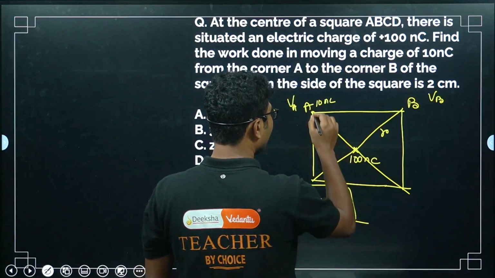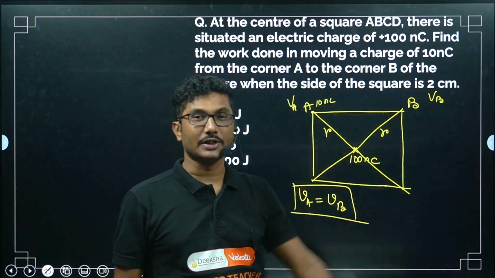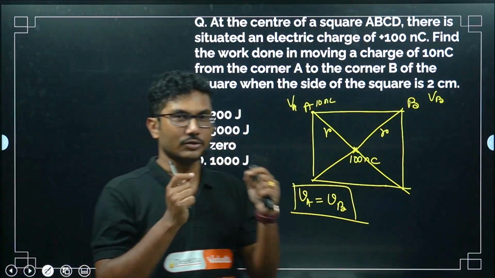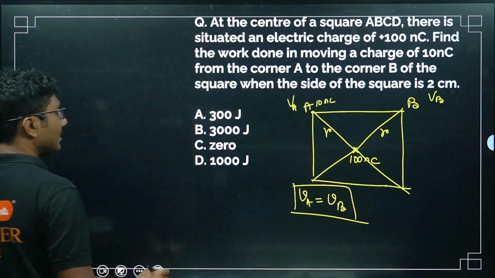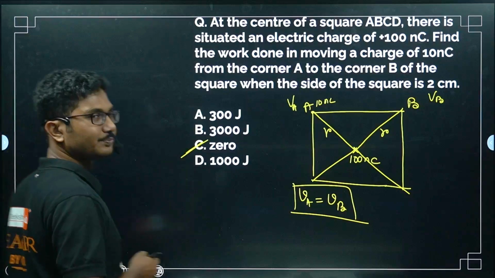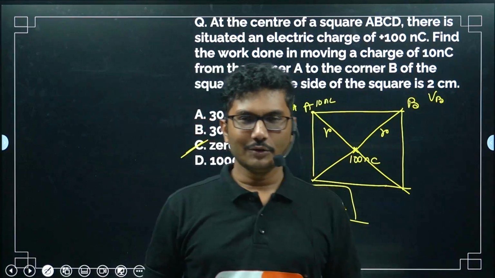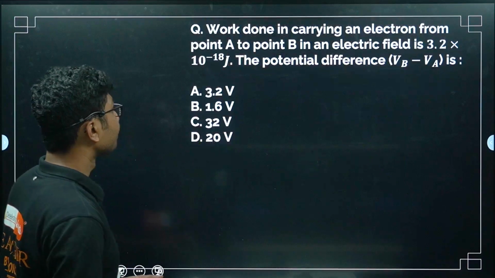So, we are moving from a potential to the same potential. That means the potential difference between the final and initial point is 0. So, if the potential difference is 0, we can write the work done is 0. So, the correct answer is 0. Simple, right? No rocket science. Okay, let's continue to the next problem.